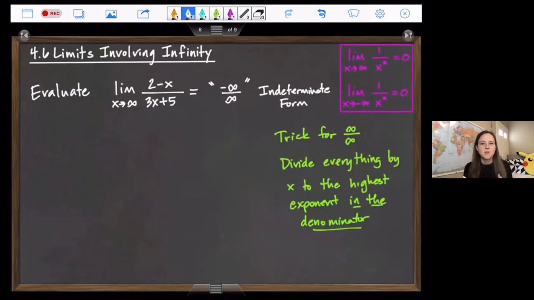So the highest exponent that I see in the denominator is x to the first. So I'm going to divide everything in this problem by x to the first. I'm going to divide the whole numerator by x to the first. I'm going to kind of distribute it to all the parts. And I'm going to divide everything in the denominator by x as well.